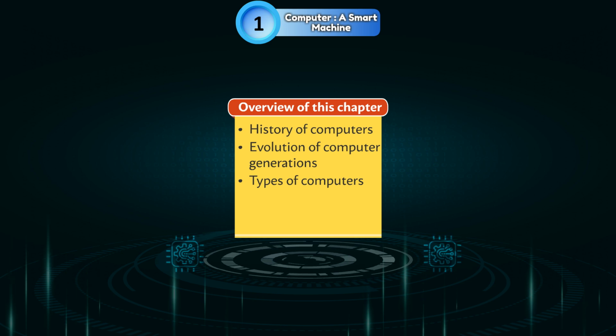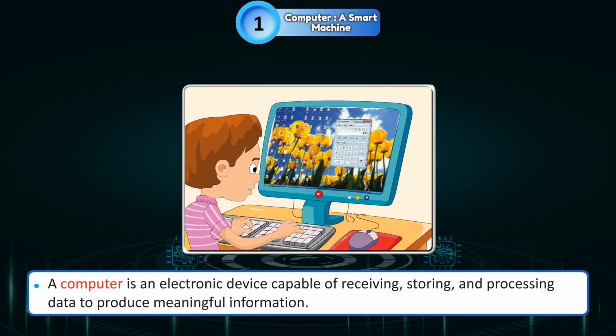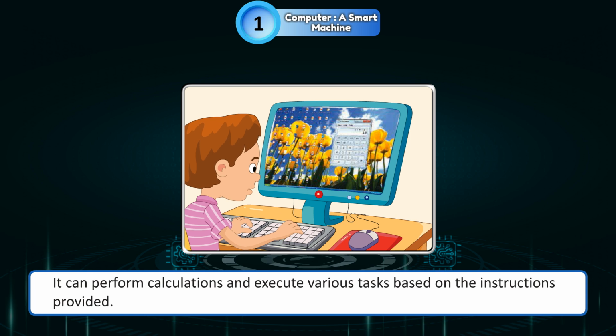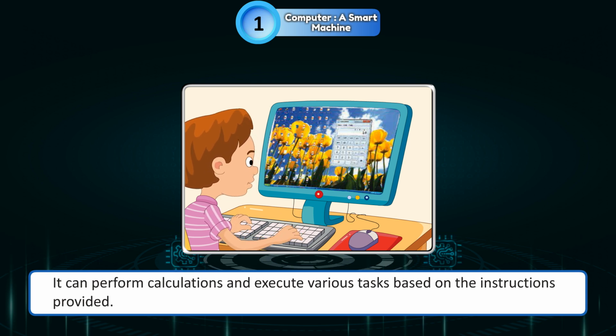Types of computers. A computer is an electronic device capable of receiving, storing, and processing data to produce meaningful information. It can perform calculations and execute various tasks based on the instructions provided.